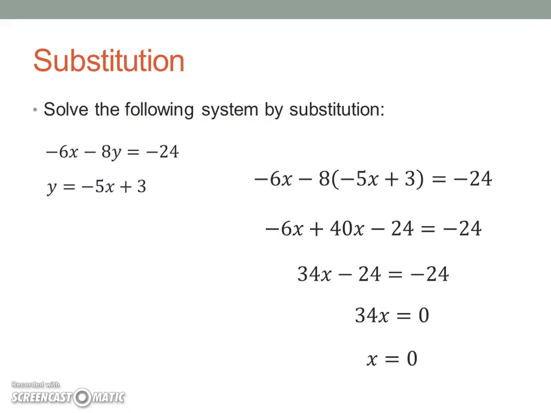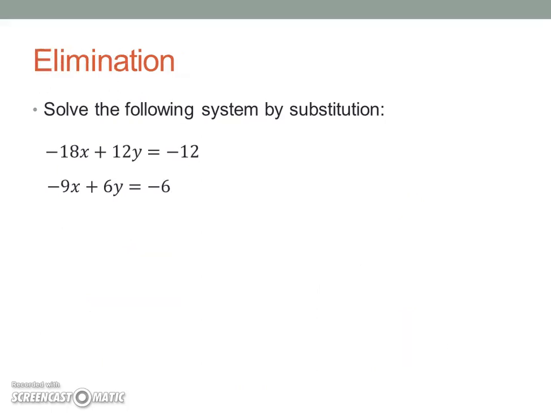Therefore, x equals 0. Now that we have one of our answers, we substitute back into one of the original equations to find what y is. I'm going to use the second equation because it's already solved for y and it makes it easier to substitute. So do -5 times 0 plus 3, which is 3. To write this as an answer as a coordinate point, remember it goes x comma y, so this is 0 comma 3. Okay, our next method is elimination.